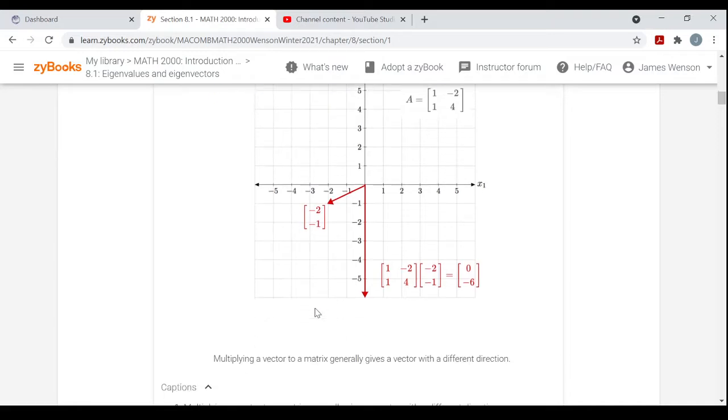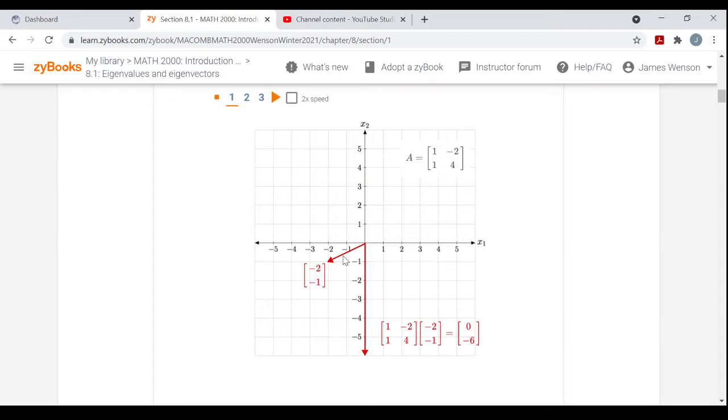So this vector, -2, -1, is not an eigenvector of this matrix. An eigenvector is a non-zero vector that you can multiply by this matrix and get another vector that points either in the same direction or in the opposite direction, basically on the same line. So -2, -1 is not an eigenvector of A.